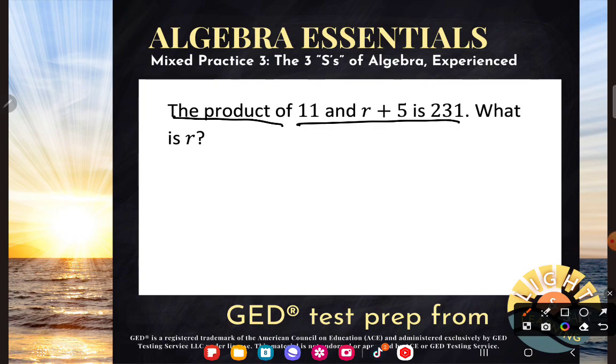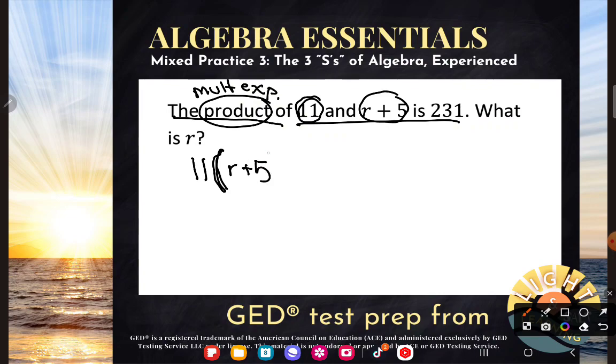So let's start with this. The product of, what does product mean? Remember, way back on the basic operations, that product means a multiplication expression. It means things are multiplying. Now the product of what? 11. So that's the first thing multiplying. And here's the next thing multiplying: r plus 5. Make sure you get r and 5 into the parentheses. So that 11 is multiplying with that whole thing. So there's the product of 11 and r plus 5. And then I see it's equal to, guys, that's what it is. And it is what? 231.